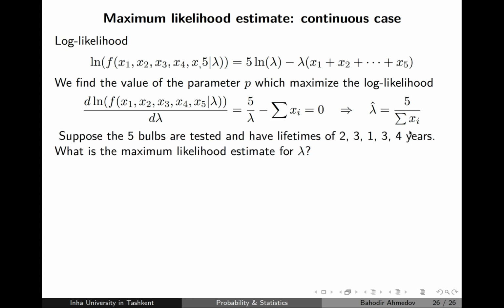For example, suppose that the 5 light bulbs are tested and have lifetimes of 2 years, 3 years, 1 year, 3 years, and 4 years. Using just this sample data, I would like to estimate the average lifetime for all the bulbs in this store, right? If I put everything in, it's going to be 5 over 13, and we know that the average lifetime for the exponential distribution is 1 over lambda, right? So the average lifetime for all the bulbs is going to be 13 over 5 years, which is equal to 2.6 years.